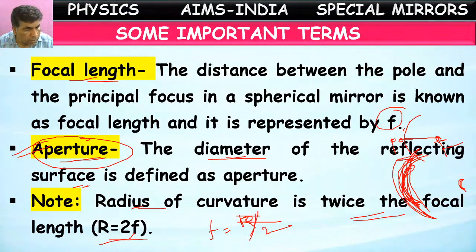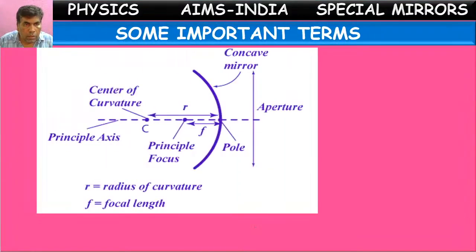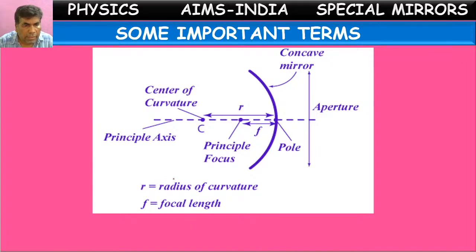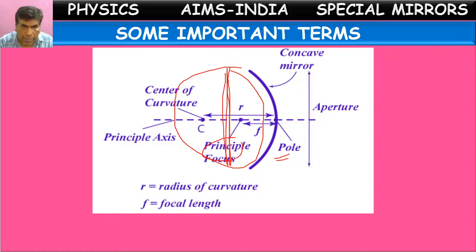These are the terms we have just discussed. Principal focus, pole, aperture means here diameter, because a circle will have a diameter, which is the longest chord. According to mathematics, the longest chord of the circle is the diameter. This diameter is known as aperture. Based on the aperture, we can tell whether it is a small mirror or a large mirror. These are the terms.